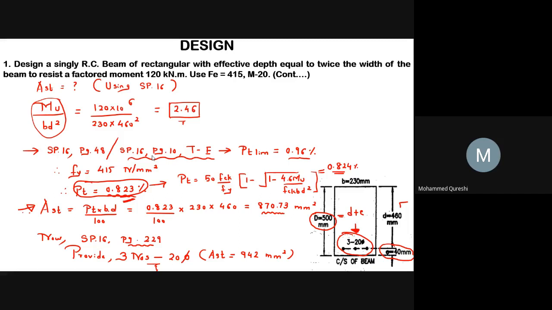Hence, after calculating the value of PT, you have to use the equation AST equals to PT bD by 100. And then you have to provide the number of bars as well as the dia of the bars using SP16 page number 229. And then lastly, you have to draw the cross section of the beam showing the overall depth as well as the width of the beam, depth of the beam, and effective cover within the reinforcement details.